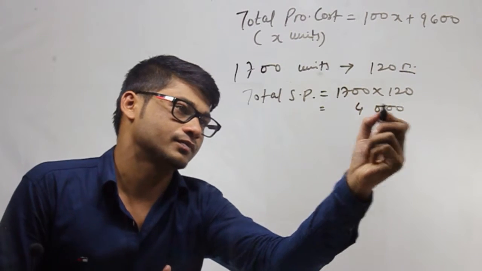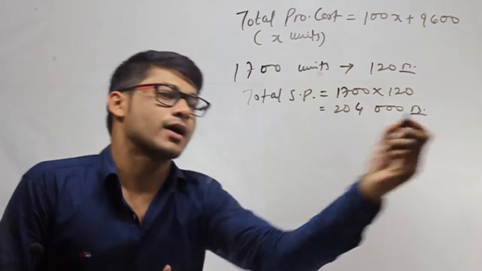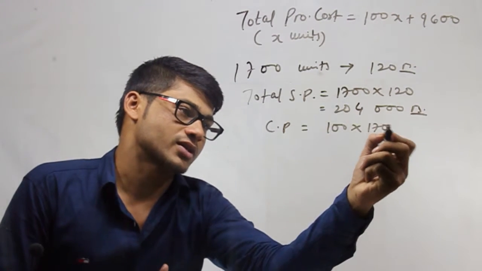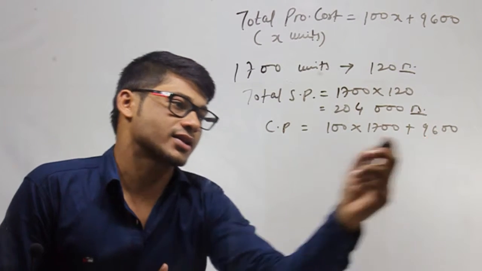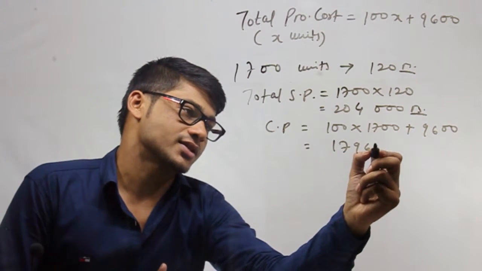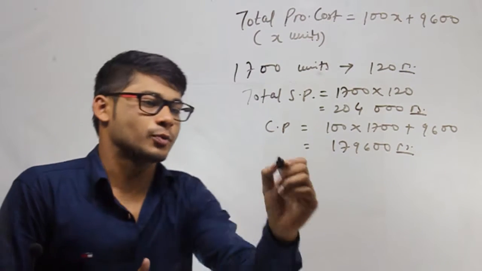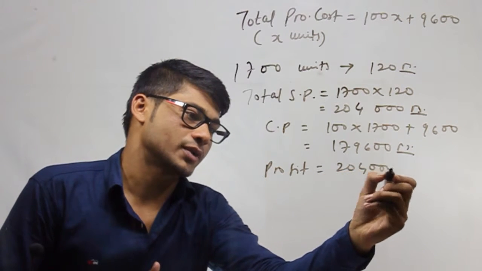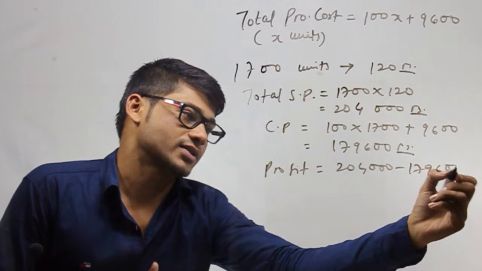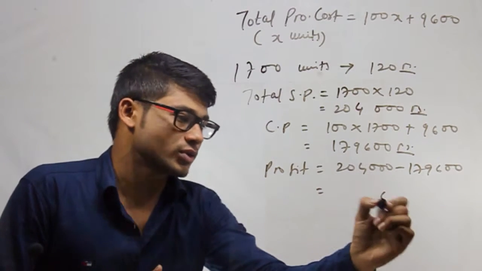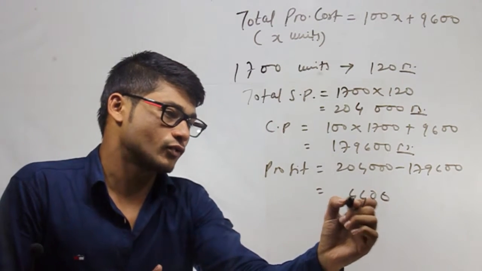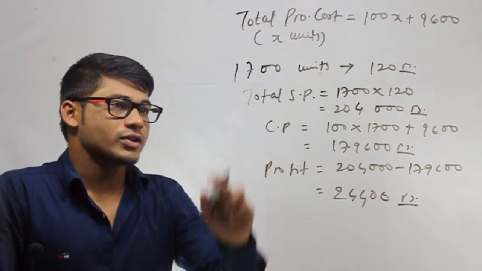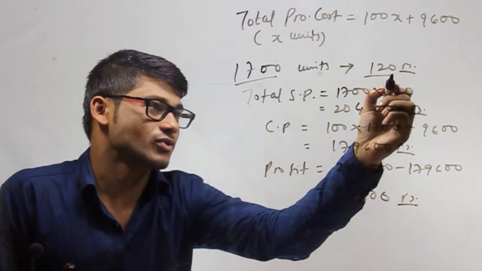This will be equal to 204,000. And the cost price for 1700 units will be 100 into 1700 plus 9600. This will be equal to 179600 rupees. Now the profit will be 204,000 minus 179600. So this will be equal to 24,400 rupees. Now this is for 1700 units when the selling price is 120 rupees.